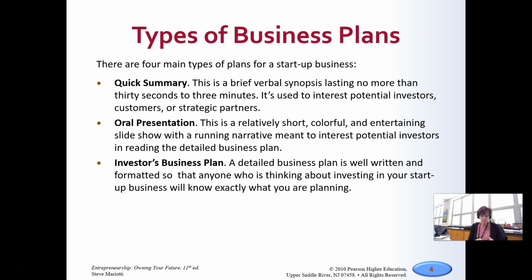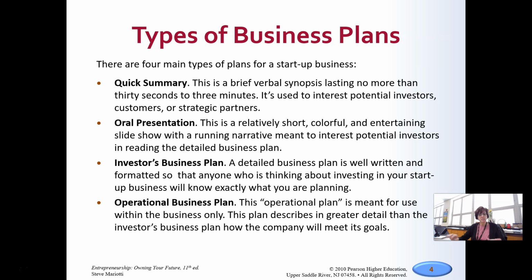Now, the final business plan is called the operational business plan, and this operational business plan is meant to be used within the business organization only. So this is a plan that describes in great detail how you plan to meet the goals. So this is like a working plan for just the internal employees of the business. So those are the 4 types of business plans, 3 of which you would use if you were starting a business. That operational business plan, you're going to use that if you already have a business and you want to map out an operational plan.